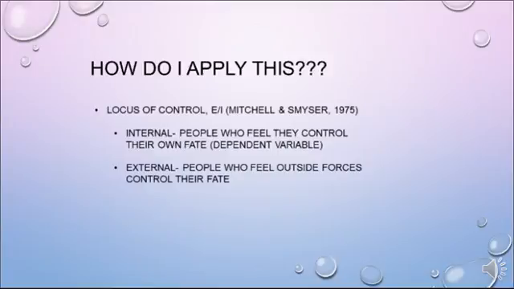Now, how do I apply this? Mitchell and Smeisner conducted a study about the locus of control, and what they feel is, what do people think controls them? You have internal and external people. Internal people feel they control their own fate, and if their goal is satisfaction, they feel that they control that. If they work hard, it's up to them to achieve their goal. External people feel outside forces control their fate. So in other words, they can work as hard as they want to work, but if it didn't work, something outside of their control made it not work.